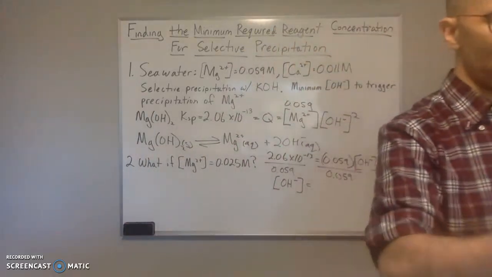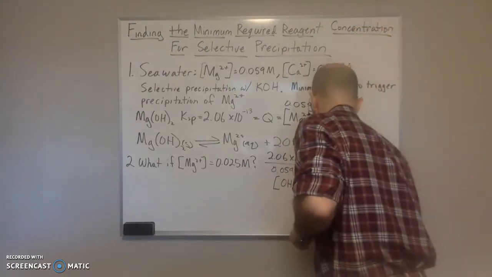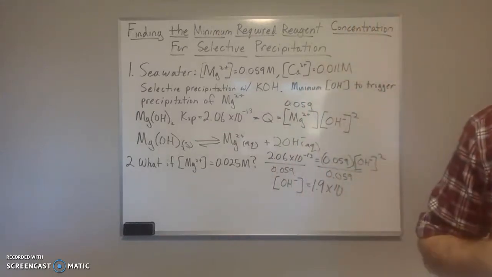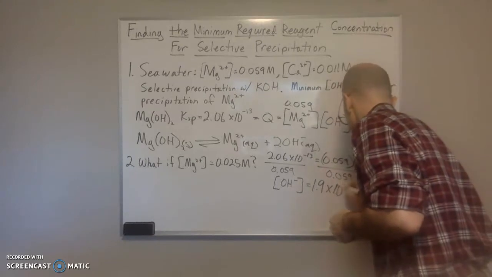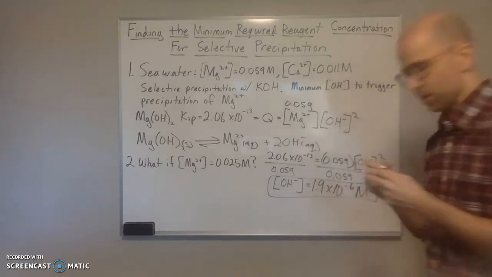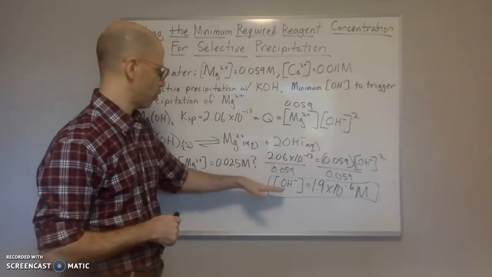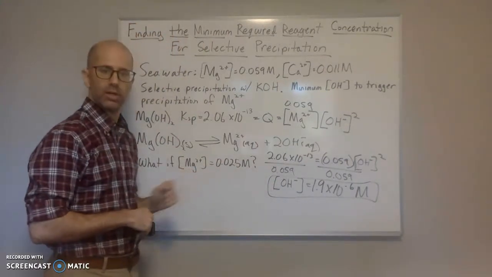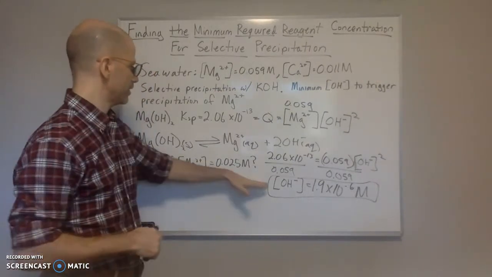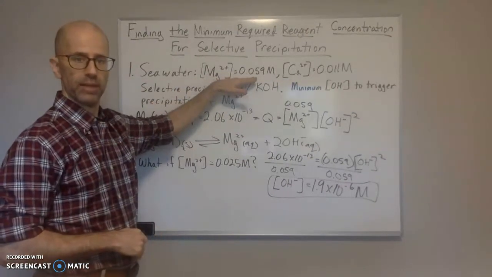The minimum OH concentration that you would need would be 1.9 times 10 to the negative 6 molar. So this is the minimum OH concentration that you would need to get precipitation of your magnesium 2+ ion. All right, so that's if you are starting with this molarity of magnesium.